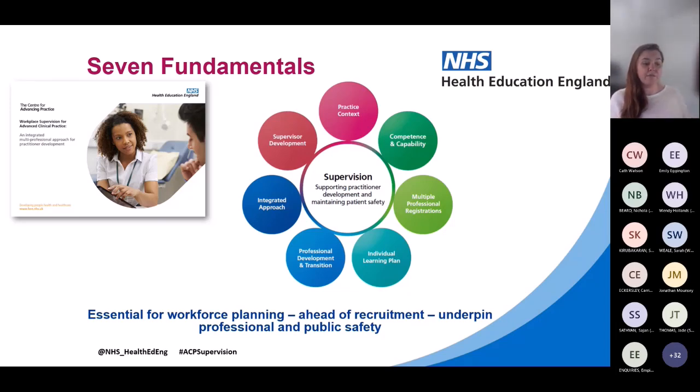Importantly, it is essential that these fundamentals are considered at the very beginning of workforce planning, and that supervision is included in the business cases and job plans ahead of recruitment, and not just as a desirable add-on. And why is this so important? Well, because good quality supervision is the cornerstone of both professional and public safety in practice.